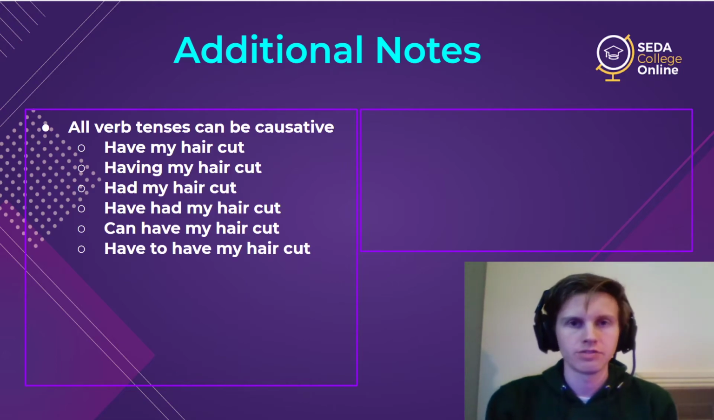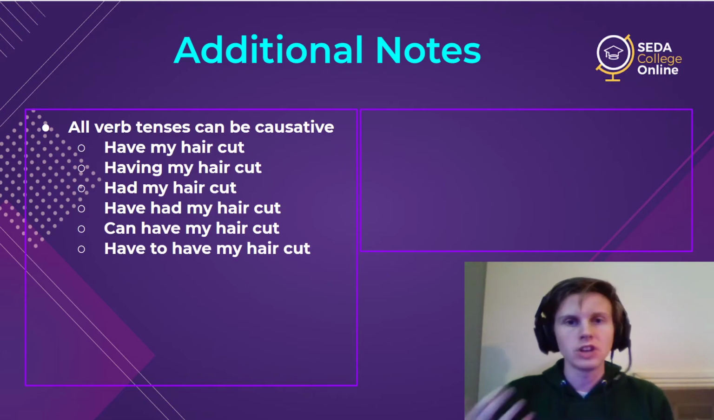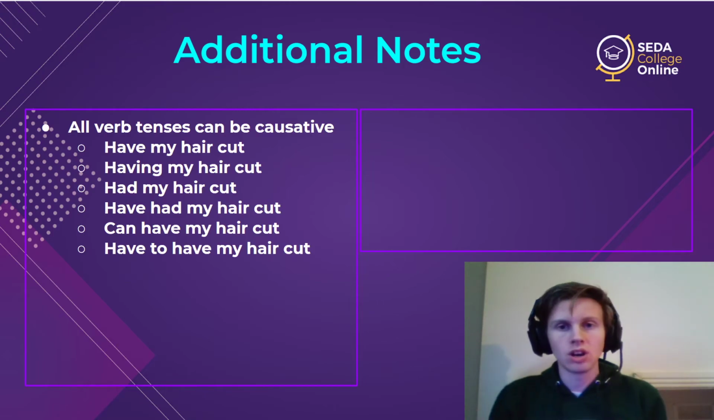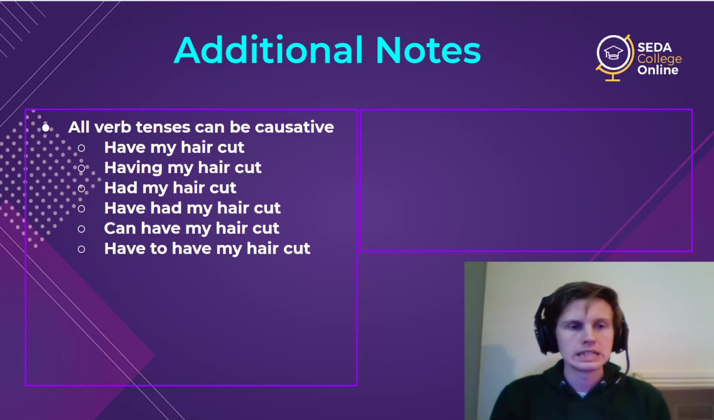I have to have my hair cut. This is an obligation. I have to pay someone. I have to make this happen. So this is just to show that you can use the causative in all of these different ways. What's important is the verb.